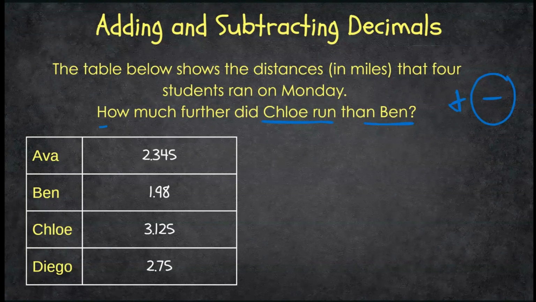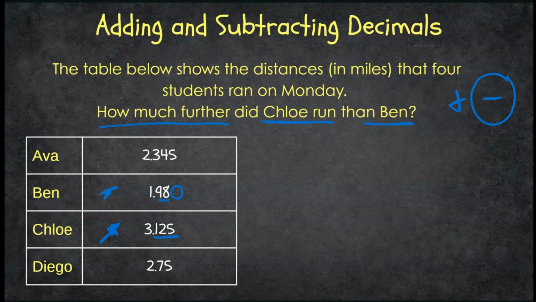Another clue was also these words, how much further. When you see those type of words, how much further, how much larger, how much slower, those are all comparing words. And again, anytime we compare, we are subtracting. So I need to focus on Ben's number and I need to focus on Chloe's number. Well, Chloe, she has thousandths. Ben only has hundredths. So again, I'm going to add that 0 in that placeholder of the thousandths.